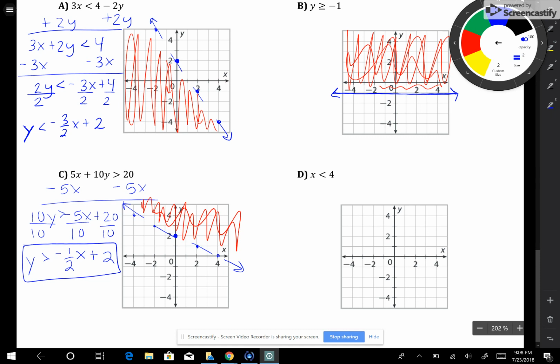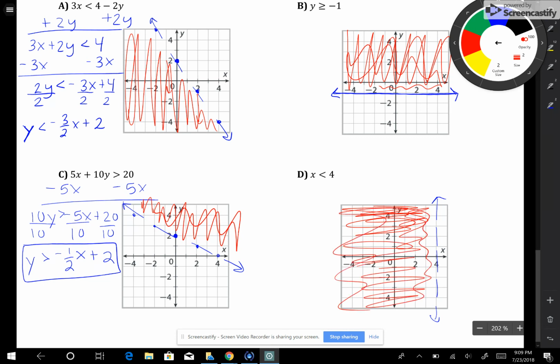In our last example, x is less than 4. Remember, when we have x in the equation, that means vertical line. And less than, just plain less than, means that it's going to be a dashed line. So I'm going to put a dashed line, vertical line at the x value of 4. Less than means I will shade to the left of this line. Anything over here has an x value that is less than 4. And we are done.